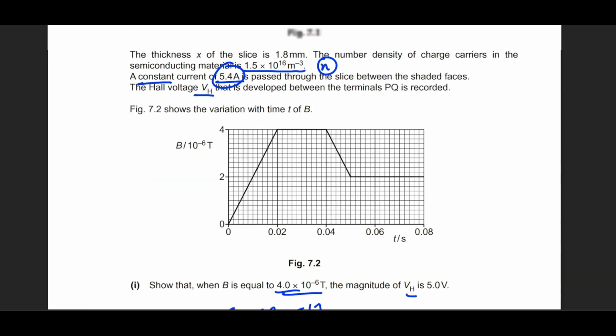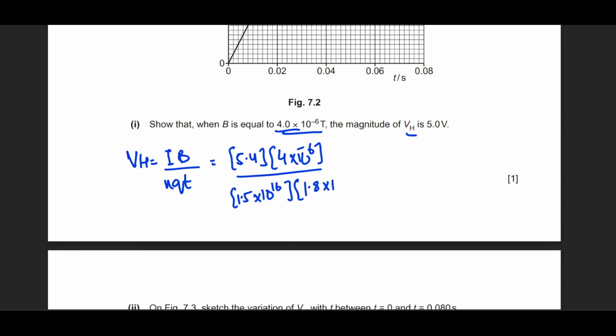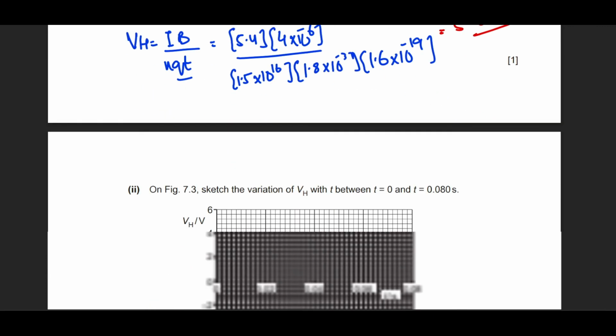The thickness given in the question is 1.8 × 10^-3, so 1.8 to the power minus 3. And the elementary charge is 1.6 × 10^-19. This Q is a standard value. When you calculate this, it comes out as 5.0 volts. So we have shown what the examiner wanted us to show.